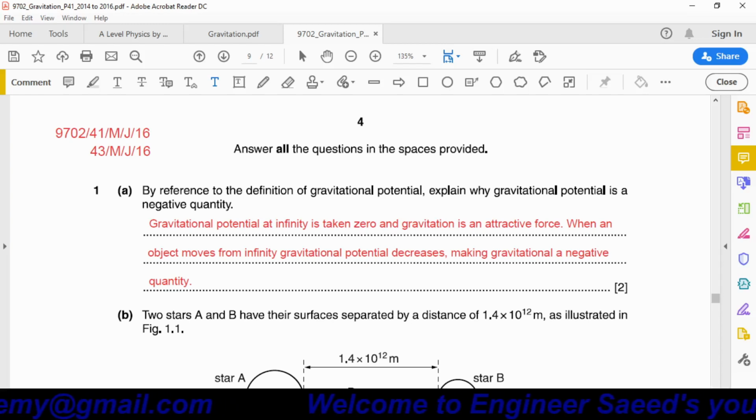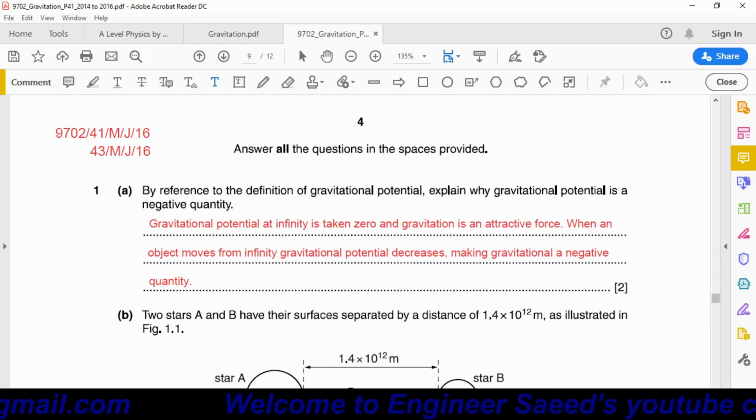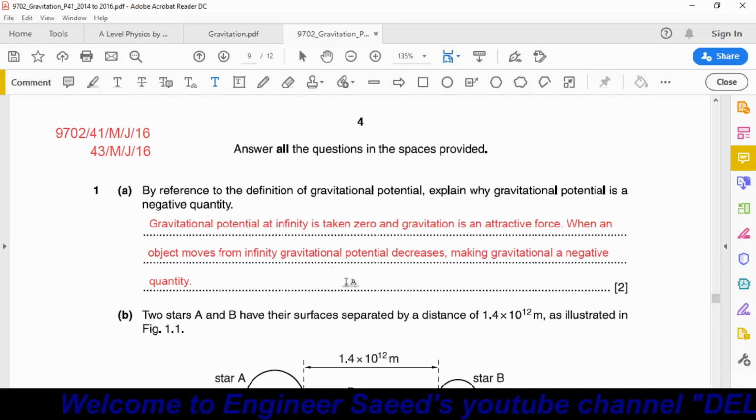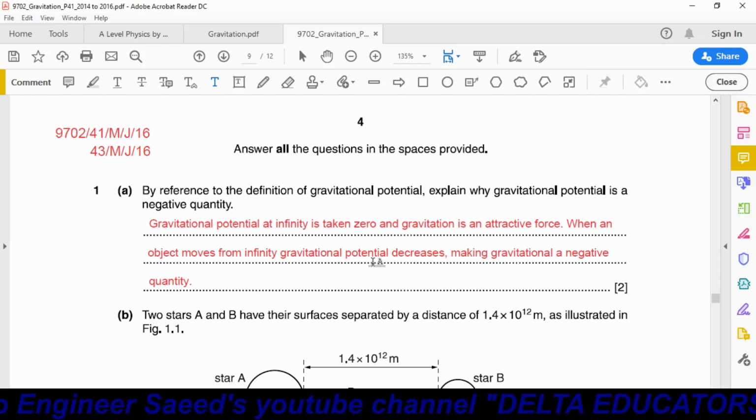Variant 41 May June 16, and the same question is repeated in variant 43 May June 16. By reference to the definition of gravitational potential, explain why gravitational potential is a negative quantity. Gravitational potential at infinity is taken 0 and gravitation is an attractive force. When the object moves from infinity, gravitational potential decreases, and when it is coming toward the surface of a planet, its potential energy decreases, and when potential energy decreases, we have to use minus sign, so making gravitational potential a negative quantity.